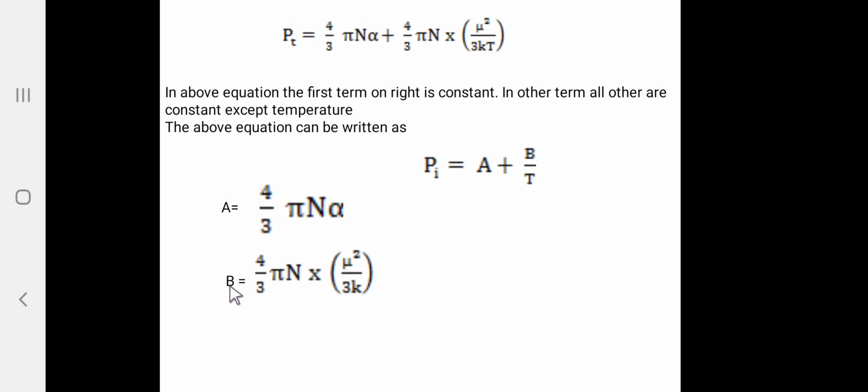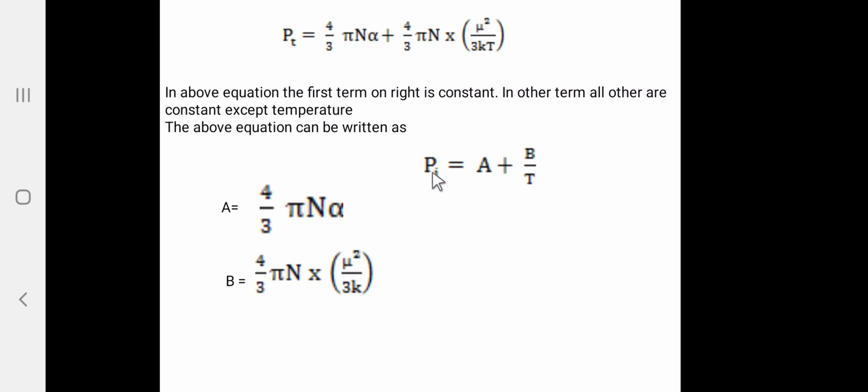So, this Pt can be written as, here it is not Pi, it is Pt. So, Pt is equal to A plus B by T, where A is constant and B is constant. The values of A and B are given here, the temperature is not constant. So, Pt is equal to A plus B upon T, just like y is equal to mx plus c. So, let us plot the graph of Pt versus 1 upon T.